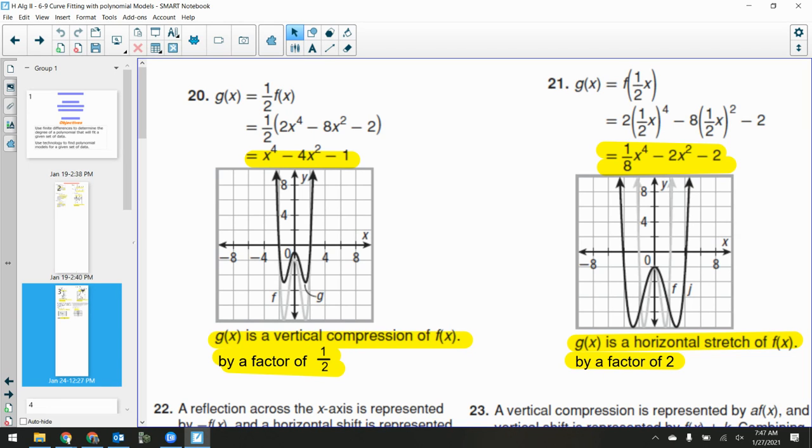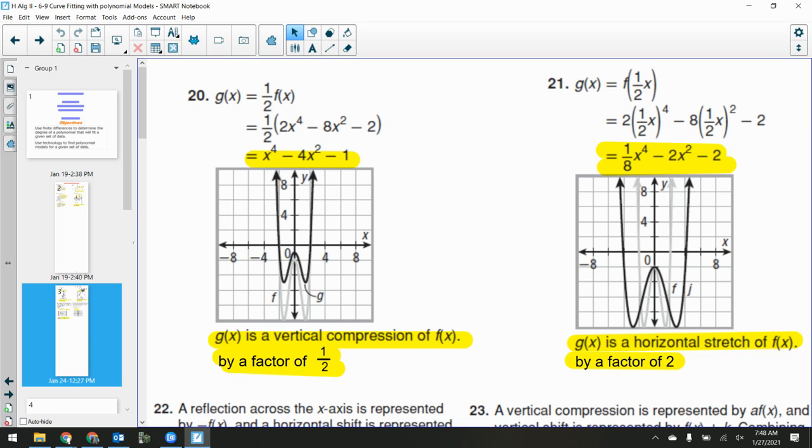Now, 21 is something horizontal, and that's where it starts to get a little bit more tricky. Because I do have to put something inside the parentheses, I've got to take that power to all parts inside the parentheses. Especially if it's a product, I can distribute the power, and it's a little bit easier than doing it left or right. All right, so we bring in the 4th power. 1/2 to the 4th power is 1/16. So 1/16 times 2 is 1/8. Minus 8 times 1/2 squared would be 1/4. So 8 times 1/4 is 2. So minus 2x squared. And then the minus 2 on the end, the constant does not change.